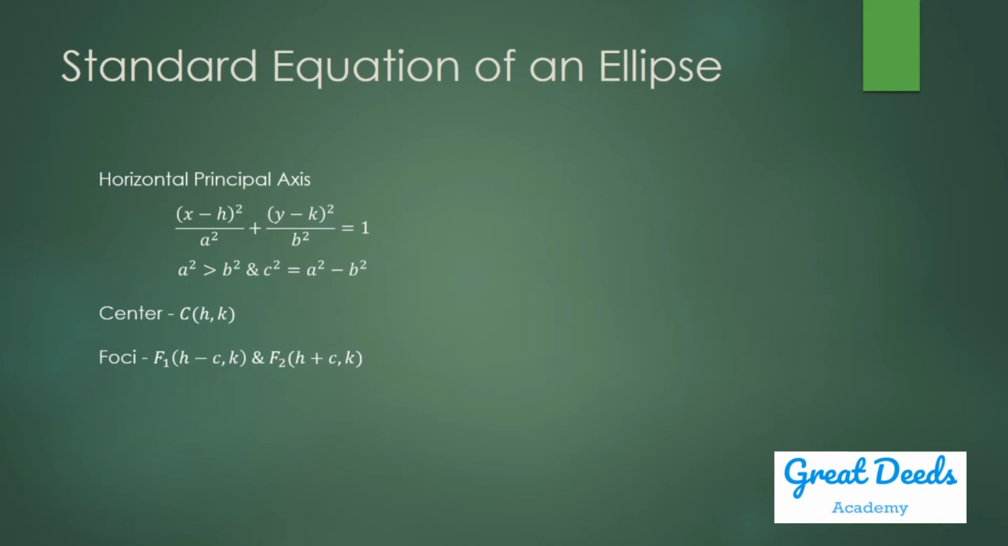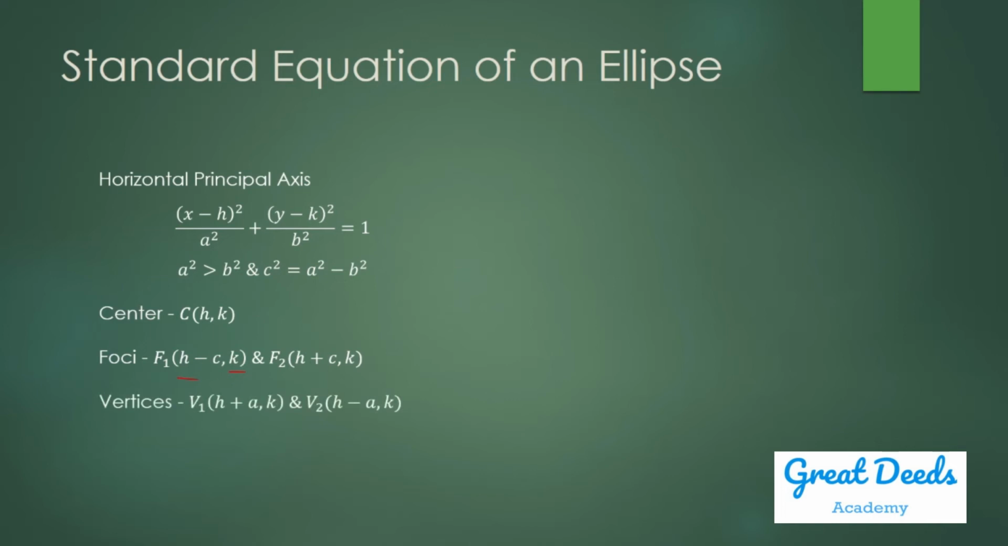So the focus, the center, and the vertices are collinear. They all lie in the principal axis, which in this case is horizontal. So what we do is we obtain c. And then from the center, (h, k), we measure c to the left. That will give you one focus. We measure c to the right, we plot that point. That would be another focus.